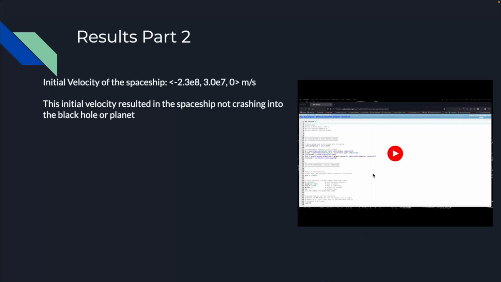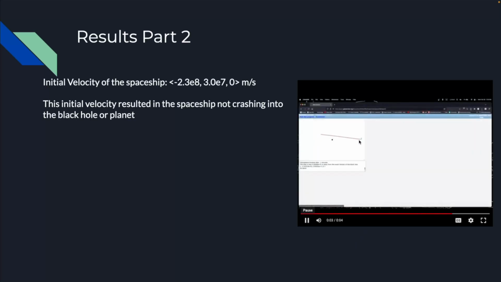These are the results for part 2. I got this value through trial and error, and as you can see here, the spaceship did not crash into the black hole or the planet.